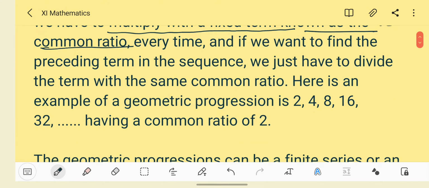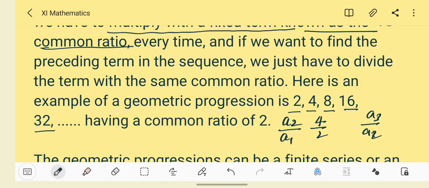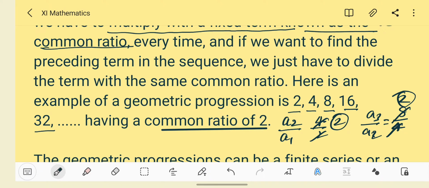Here is an example of geometric progression: 2, 4, 8, 16, 32, and so on. If you want to get the common ratio, let us divide the second term by the preceding term, that is the first term. So it is 4 by 2. Now if you do a3 by a2, the third term by the second term, it is 8 by 4. The answer will be 2, which is constant. If you do a4 by a3, it will be constant, having a common ratio of 2.